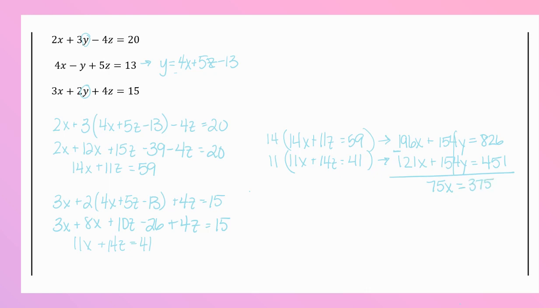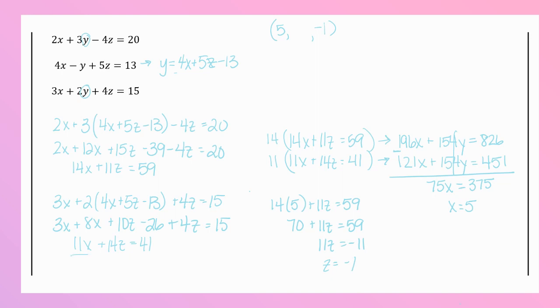I'm going to divide 375 by 75, and I'm going to get 5. So in my ordered triple, I have found my x value. Now I want to find my y and my z, okay? So I'm going to go back one step, and I'm going to look at this 14x plus 11z, and I am going to plug my 5 in, and I'm going to solve there. So I'm going to take 14 times 5 plus 11z equals 59, and I'm going to solve this. This is 70. We want to subtract 70, and we get negative 11, which means that z is equal to negative 1, okay?